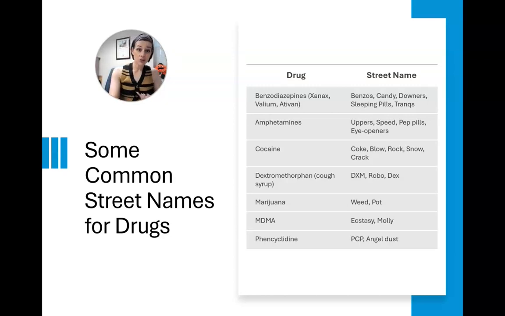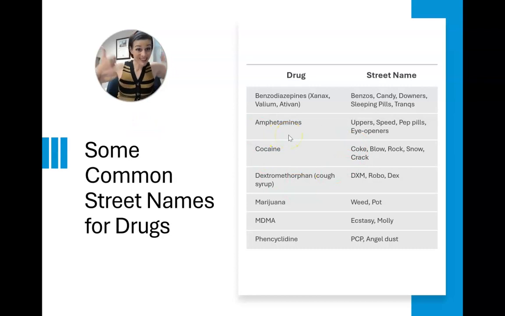Generally, the street names may refer to what the composition of the drug looks like, or what the effects of the drug are. So for example, for drugs like benzodiazepines, like Xanax, Valium, or Ativan, that might be things like benzos, candy. Benzos is just a shorter name for benzodiazepine. Downers kind of tell you what the effect of the drug is. They're sedatives, designed to basically calm you down. Sleeping pills, tranquilizers, so these tend to have pretty sedative or hypnotic effects.